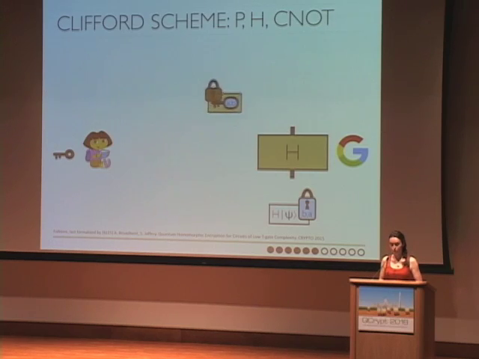She sends this over to Google. Google does not know what the key is. He cannot see it because it's encrypted. But what he does know is that he just applied a Hadamard gate. And so he knows how this key is going to be updated. If it was A, B first, now it should become B, A.